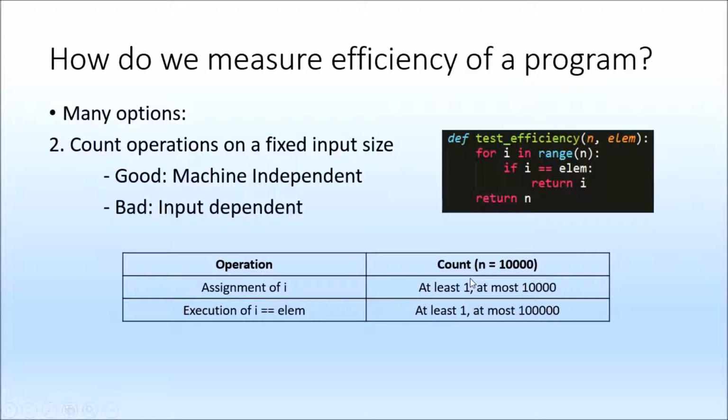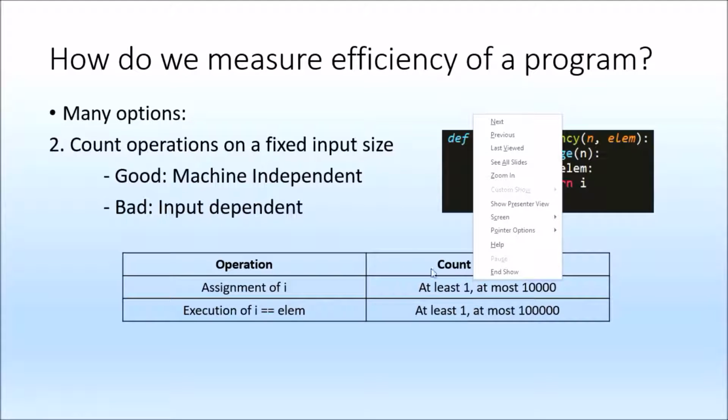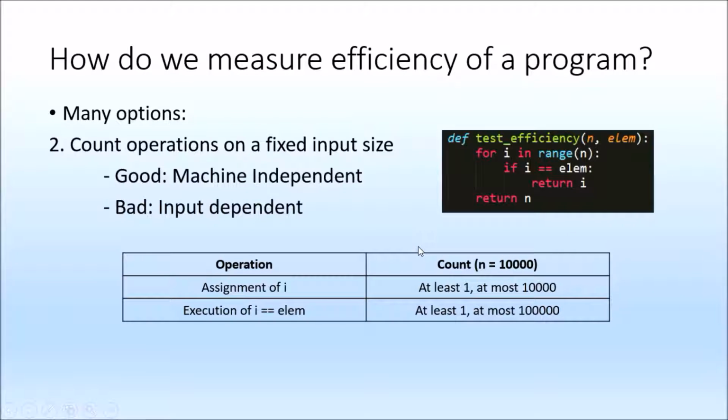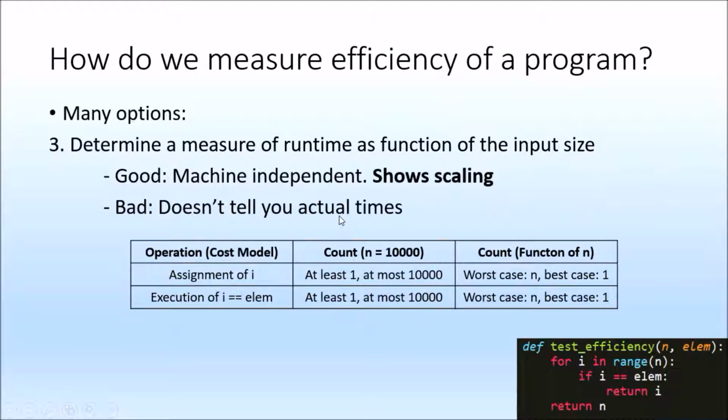So we're basically counting the operations. So based on an input, we see how large an operation is, or how many times an operation happens. So this is good because it's machine independent. Even a supercomputer is going to have to do the same number of operations. But the problem is that it's based on the input. So if I give it 10,000, I get 10,000, but that doesn't really tell me much, you know? So there's a better option. This is getting there, but the best option is actually option 3.